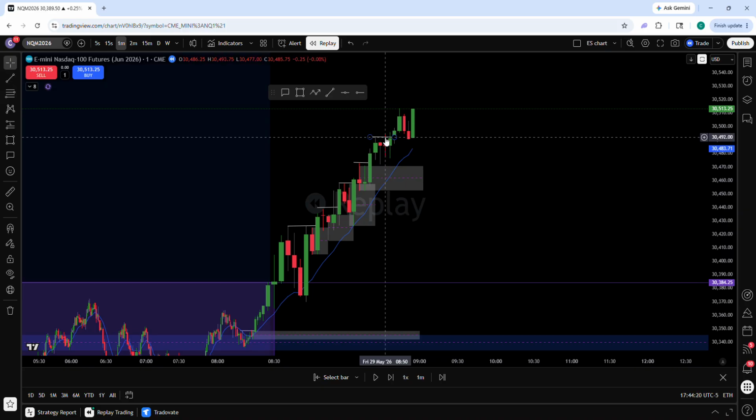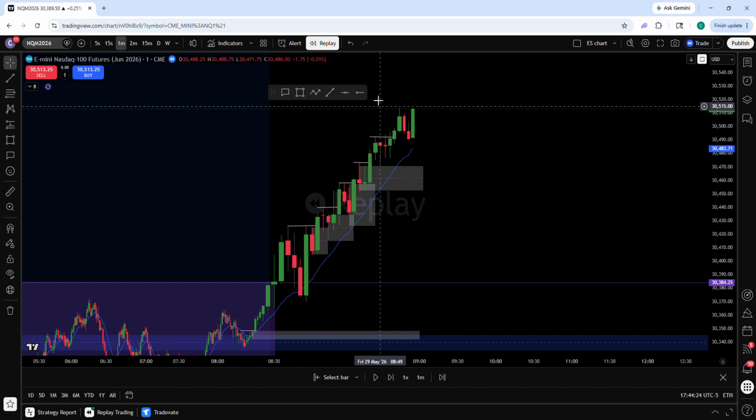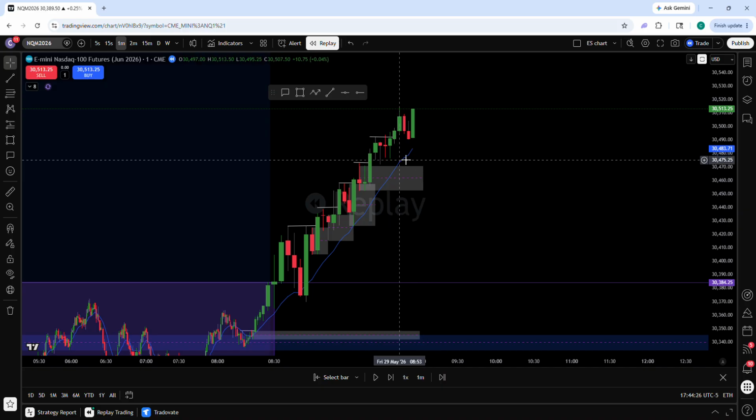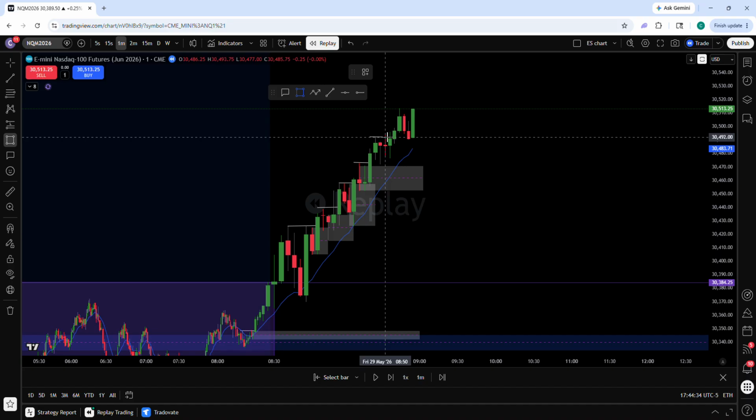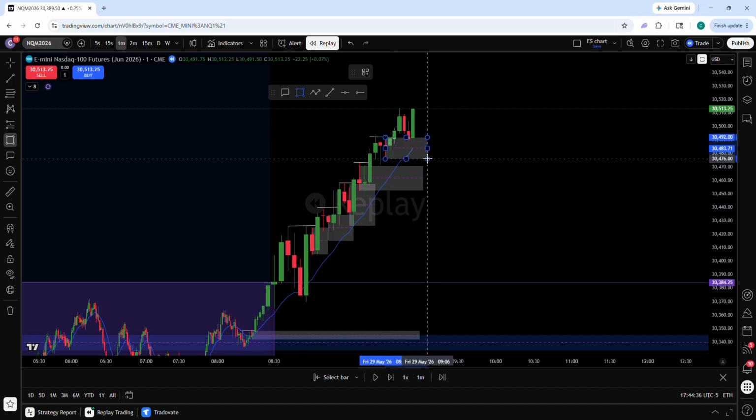There's our break. I don't like wicks. I want candle closures. There's our candle closure. Now we need price to come back and see this little swing area right here. It's technically lower than the rest. So I would draw pretty much this candle out.